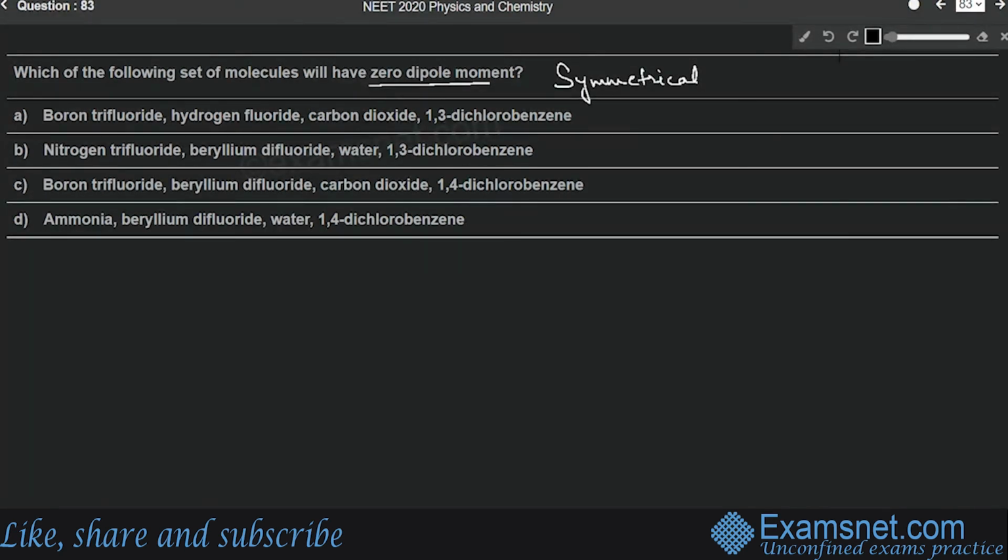We come to the first option. Here boron trifluoride is the first molecule. So let's write the structure of boron trifluoride. Three fluorine atoms are there and the direction of dipole moment will be towards the more electronegative atom. So here fluorine is more electronegative than boron. So the direction will be like this. Similarly here like this. Got it? Now the dipole moment on the lower side will be cancelled out by the dipole moment on the upper side of this line. So here the dipole moment will be 0. You can see that this is a symmetrical molecule, right? So dipole moment is 0.